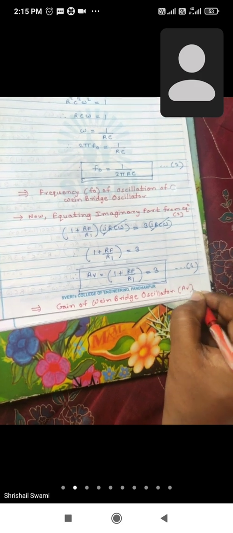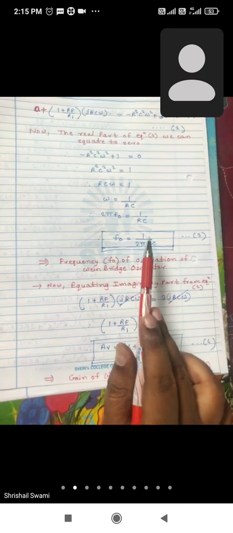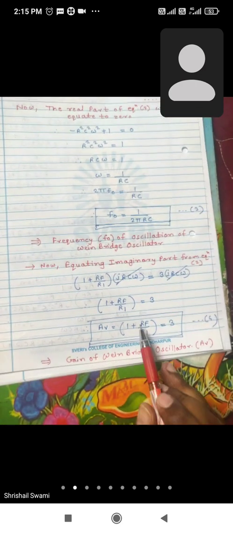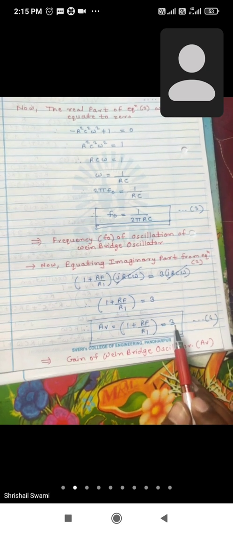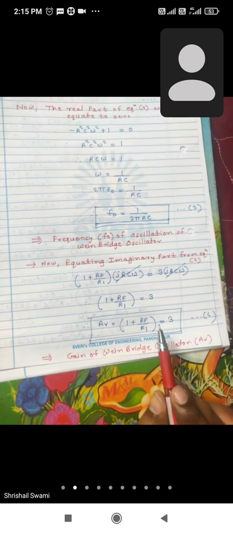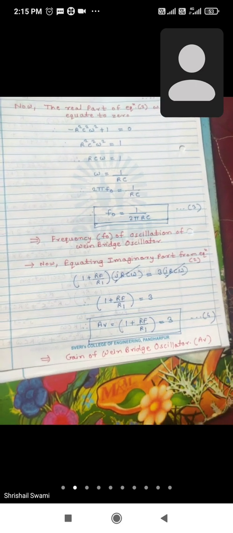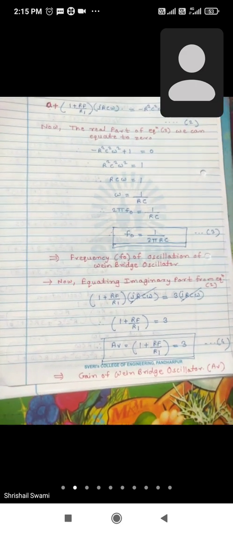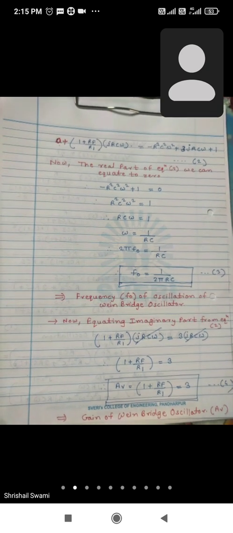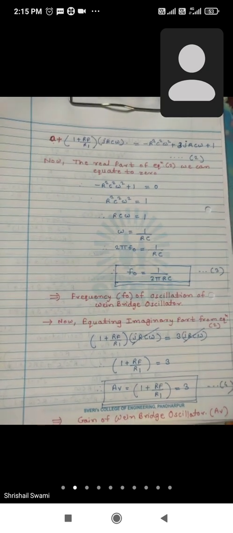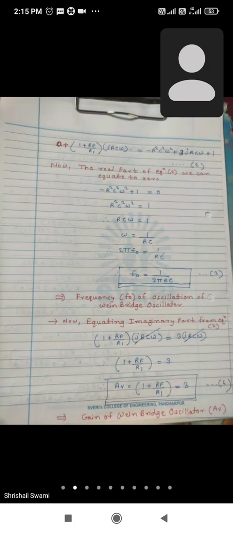Okay, that is AV. Okay, now in this way we can prove the frequency of oscillation formula 1/2 pi RC, and AV is equal to 1 plus RF/R1 is equal to 3. That we can prove. So 1 plus RF/R1 is equal to 3 means what? RF/R1 is equal to 2, because 1 goes to the other side and is subtracted from 3. So RF/R1 is equal to 2 means RF is equal to 2 into R1. That we can easily prove here. So in this way we can prove it. So everyone understood the derivation now? Any questions from this derivation? Kunal, any questions? Any questions?